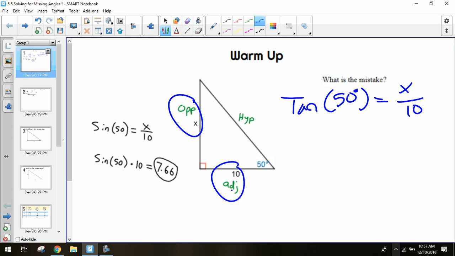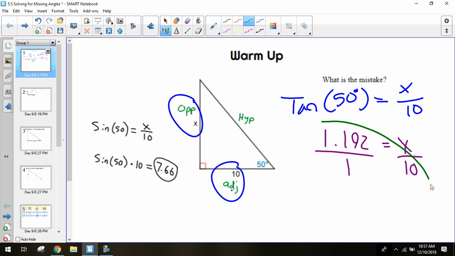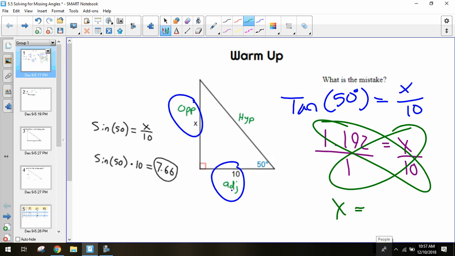So if we plug in tangent of 50, what do we end up with? 1.192. That equals our x over 10. And once again, we can always put that over 1 and start cross multiplying. Good. That gives us x, and then 1.192 times 10 should be 11.9.